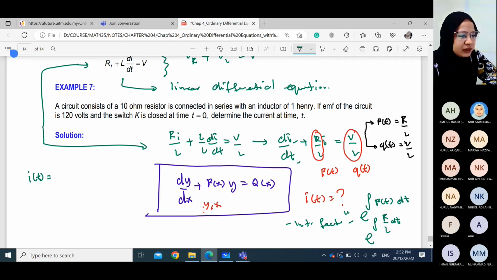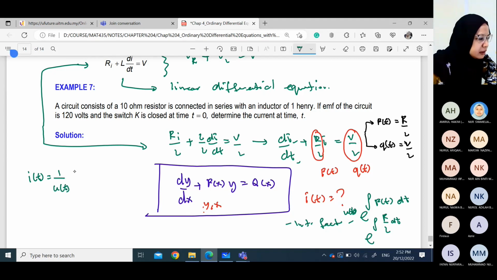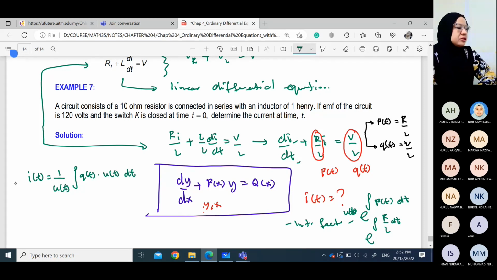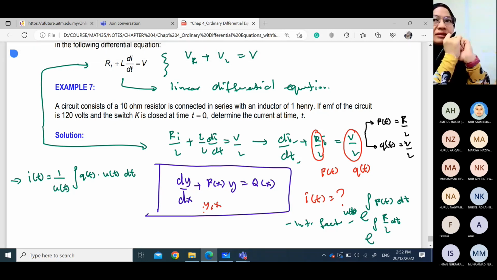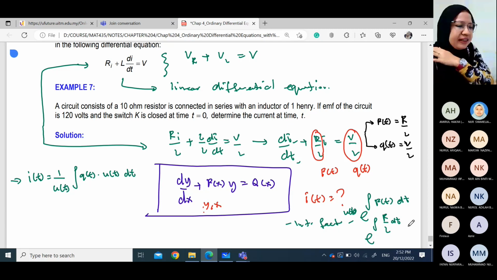Next we find I of T. This one we call U of T, the integrating factor. As long as you know it is the integrating factor: 1 over U of T multiplied by the integral of U of T times Q of T with respect to T. So this is the formula for I of T, the current at any time T. Okay? Any questions? None.